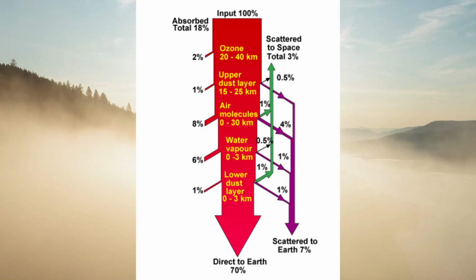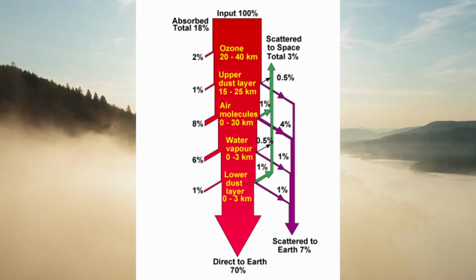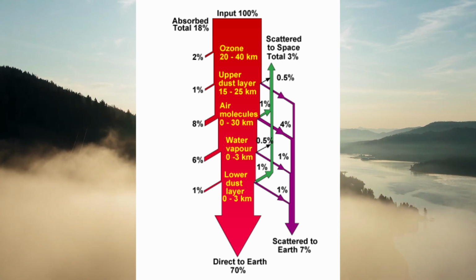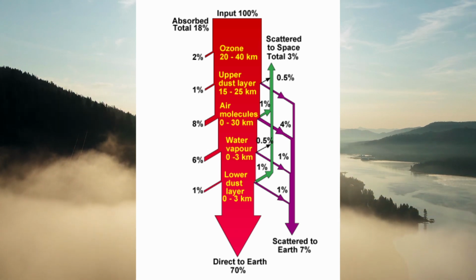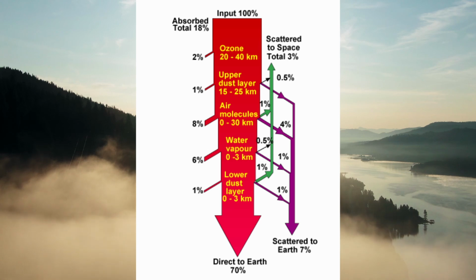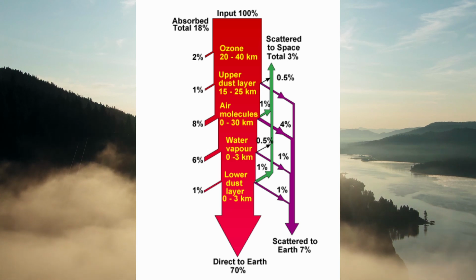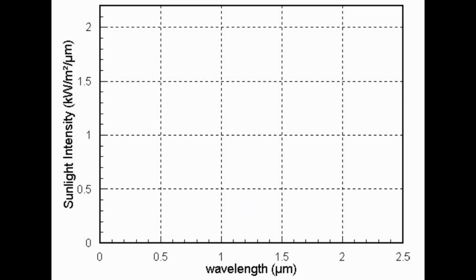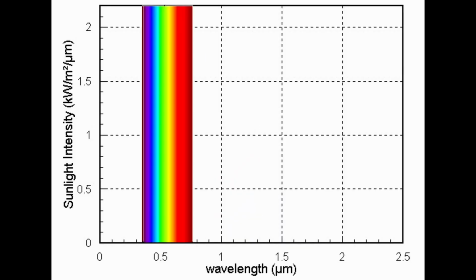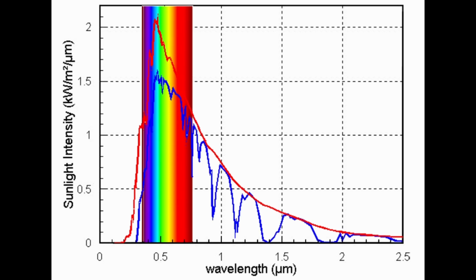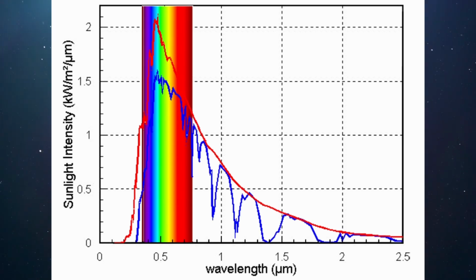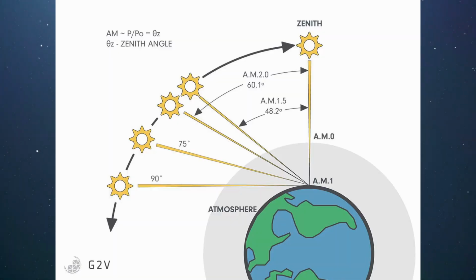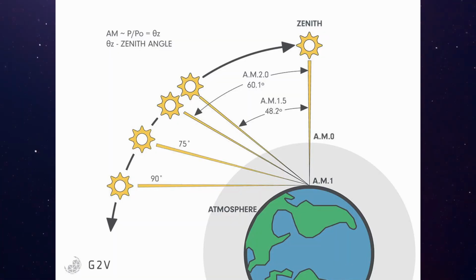Additionally, the composition of the atmosphere changes the spectral content of the solar radiation. Some wavelengths of light are absorbed more than others. For example, ozone absorbs ultraviolet light, while water vapor and carbon dioxide absorb far infrared light, creating dips in the solar spectrum. However, the overall power reduction is more significantly caused by scattering and absorption by air molecules and dust particles. For the study of photovoltaics, it's essential to understand the concept of air mass, or AM.